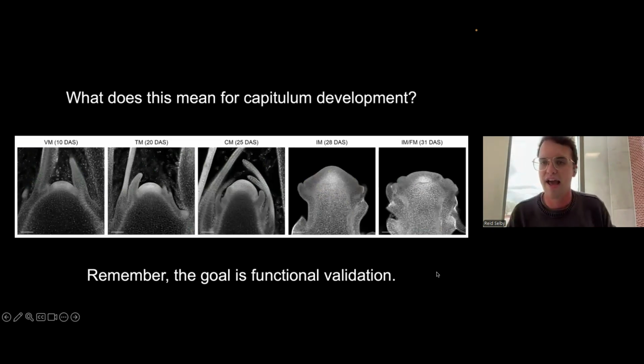Great. We have a sequence of transcriptomes of each of these stages. And so we've set the stage for more gene discovery, but what does this actually mean for capitulum development? Remember, what's sort of unique to our group is our ability to functionally validate a lot of this stuff using our lettuce model.